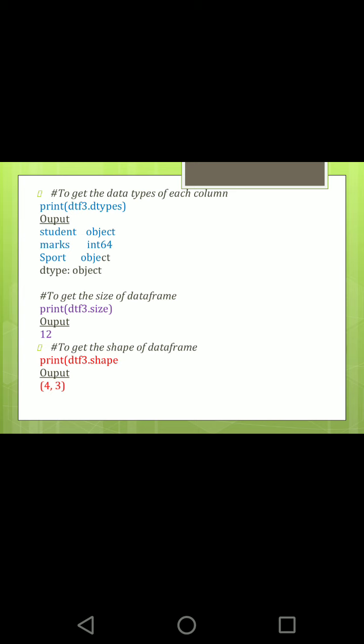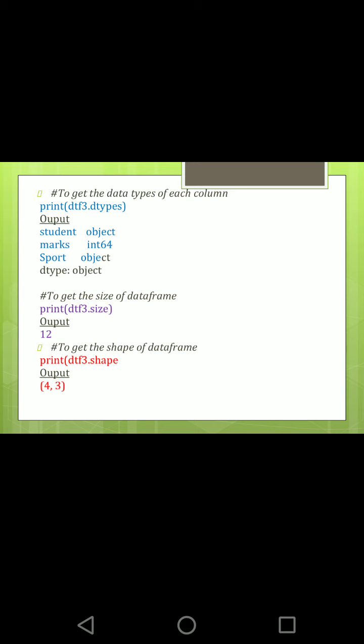Next, to get the size, you have to use dot size, name of the data frame, DTF3.size. You can see the output given is 12. In our data frame that we have created, there are totally 4 rows as well as 3 columns. So, total elements inside it is 12. So, the content 12 is given.